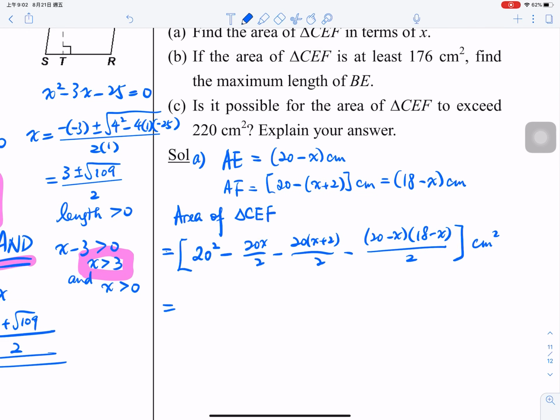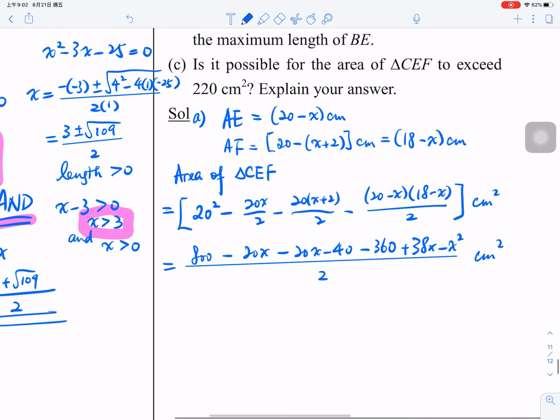So at the end, I write like this. 2. So here 800 minus 20x minus 20x minus 40. And then minus 360 plus 38x minus x squared. All cm squared, all together divided by 2. So lastly, we can solve it like this. Negative x squared minus 2x plus 400 cm squared. Right. So that's great. Good.